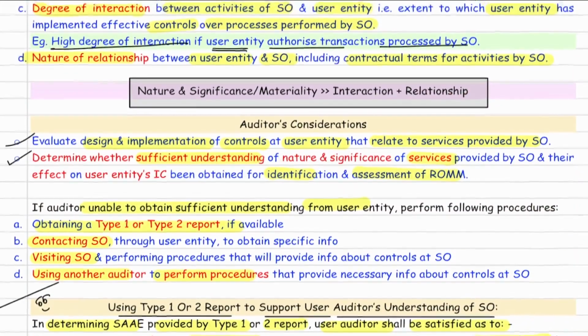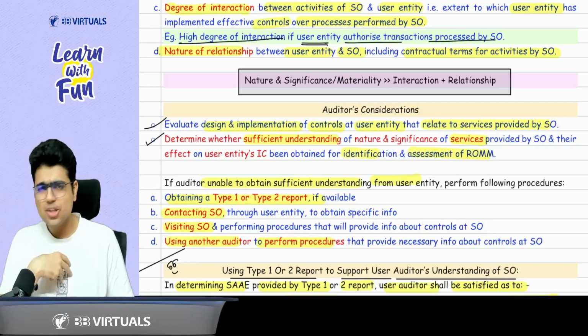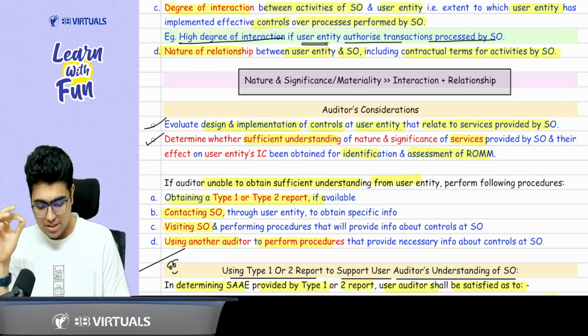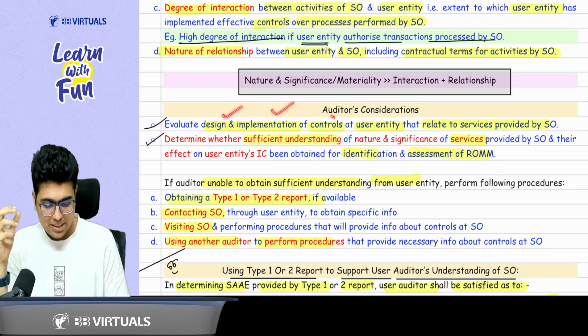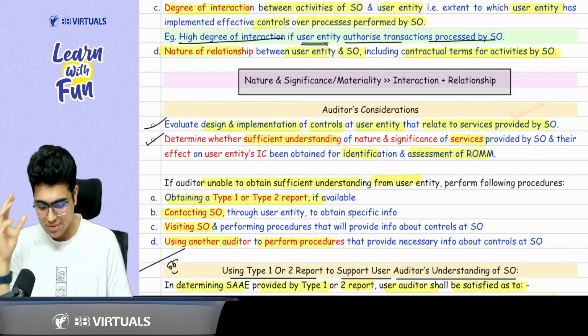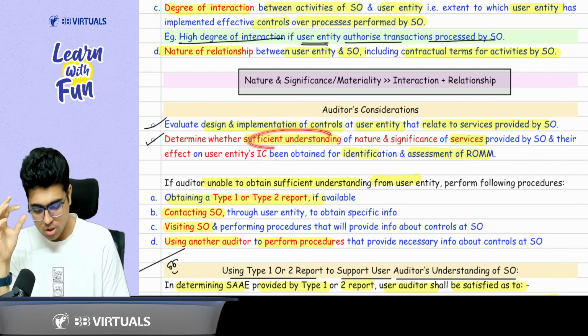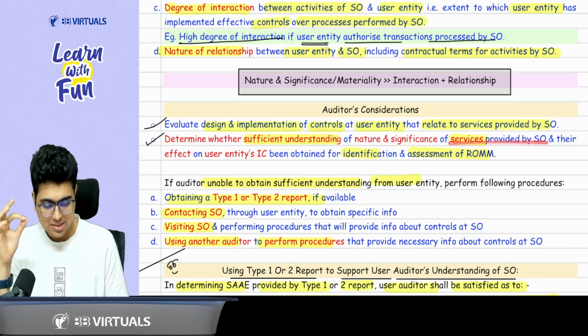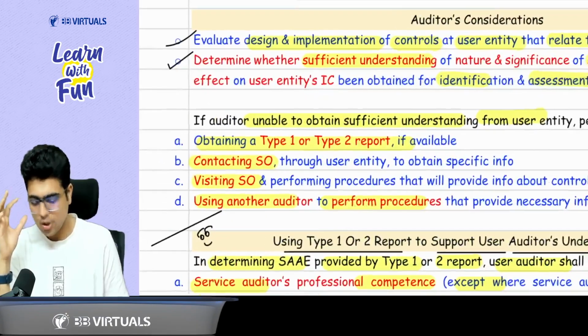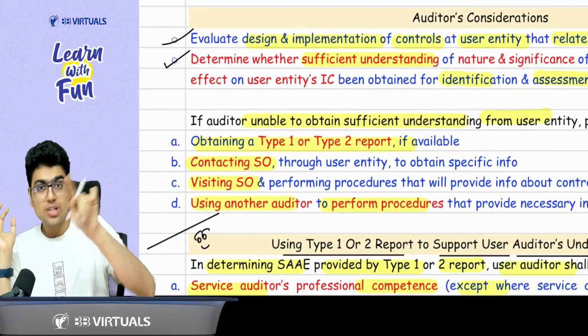Then it says, as a user auditor, that means the auditor of the user entity, you need to evaluate the design and implementation of controls at the user entity which are related to the services provided by the service organization. Then see whether you got sufficient understanding about the services by the service organization from the user entity. If you are not able to get the understanding, what are the 4 points I told you? A 4 marker question can come from this part.